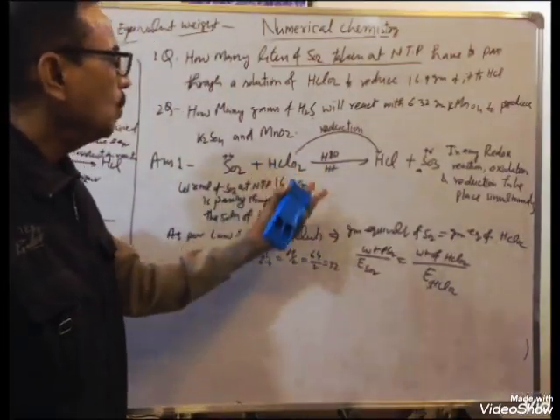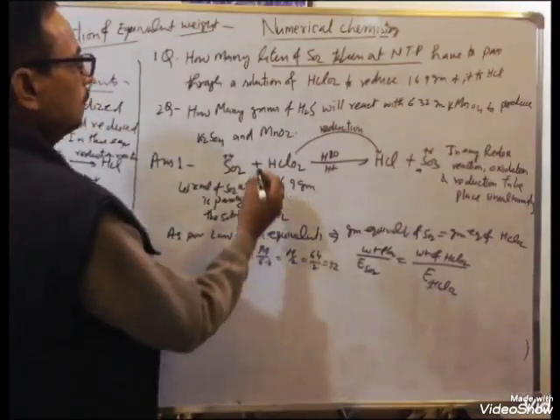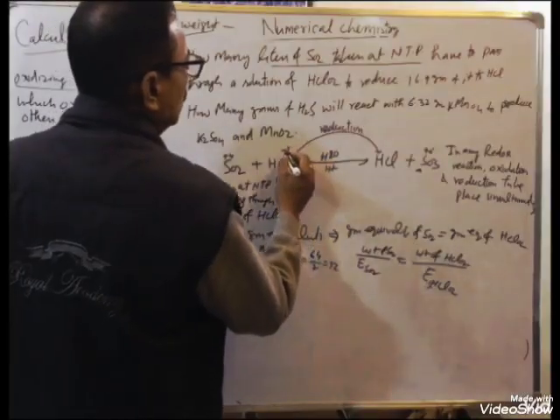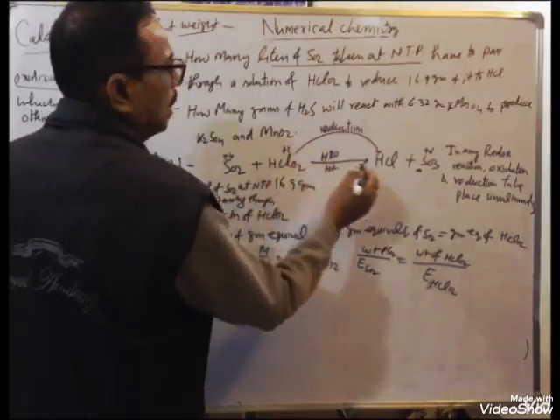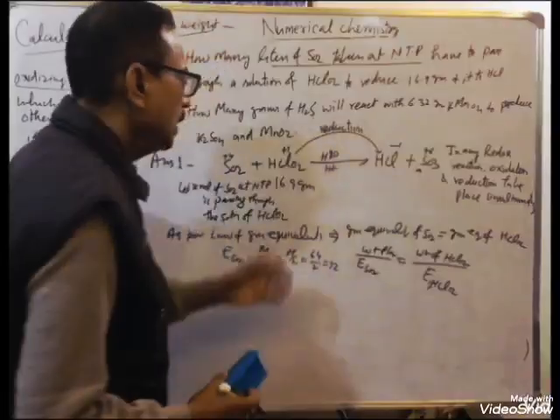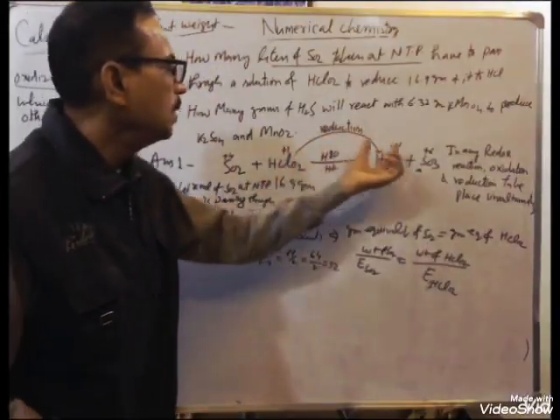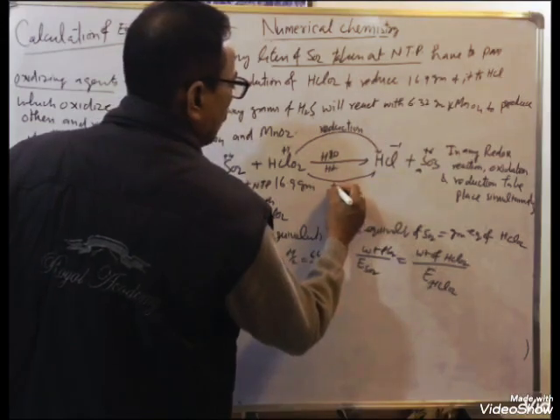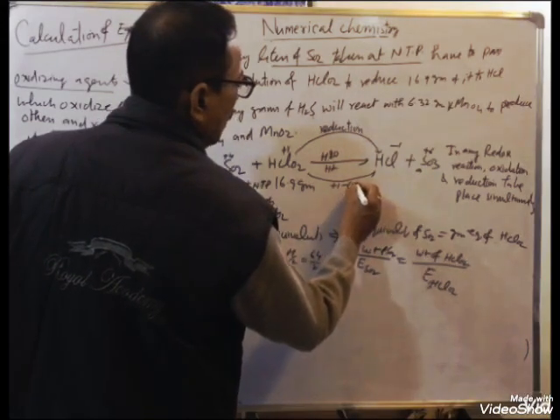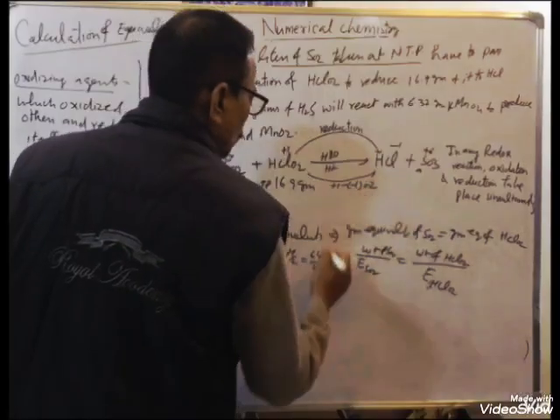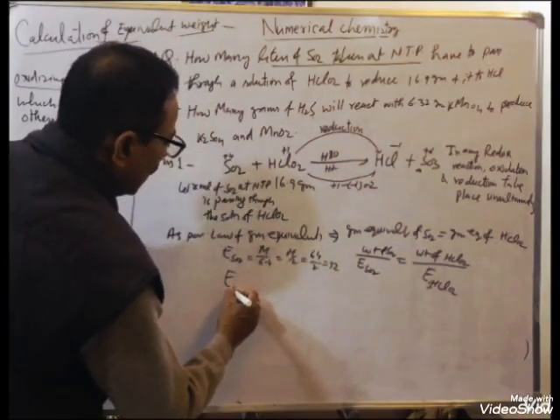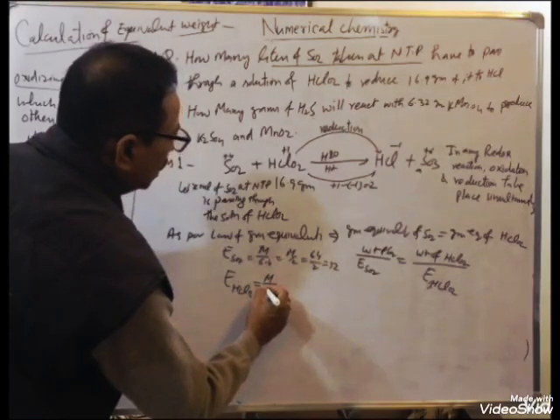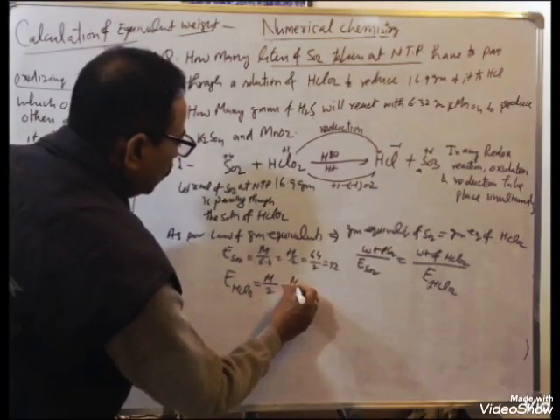Similarly, for HClO2, if we see here, chlorine is... sorry, this is +1 and this is -1. So the change in oxidation number, from +1 to -1, is +1 minus (-1), that is 2. So the equivalent weight of HClO2 will be the molecular weight divided by the change in oxidation number 2. So it is also M by 2.